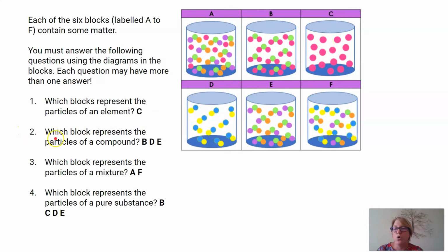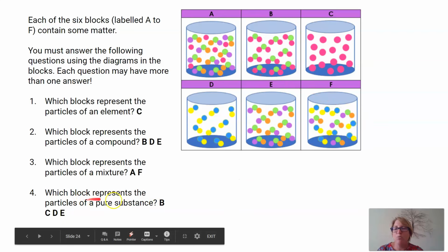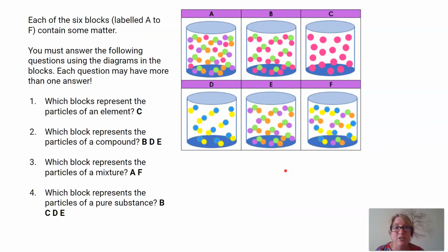Question 2, which blocks represent the particles of a compound? And I think that's best represented with B, D, and E. Question 3, which blocks represent the particles of a mixture? And I think that's best represented with A and F. And then which block represents the particles of a pure substance? And that will be B, C, D, and E. And I hope you got most of those answers correct.